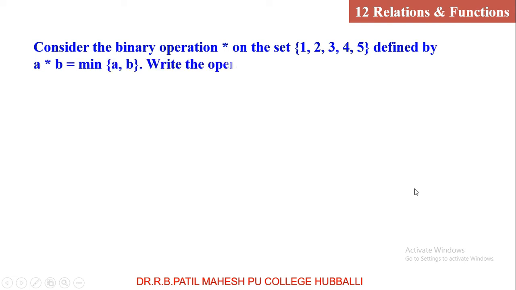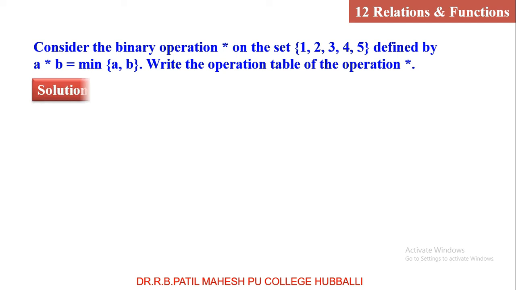Consider the binary operation star on the set {1, 2, 3, 4, 5} defined by A star B equals the minimum value of A and B. You have to write the minimum between the values A and B, the smallest value between A and B. That is your operation in this example. For this, write one operation table.